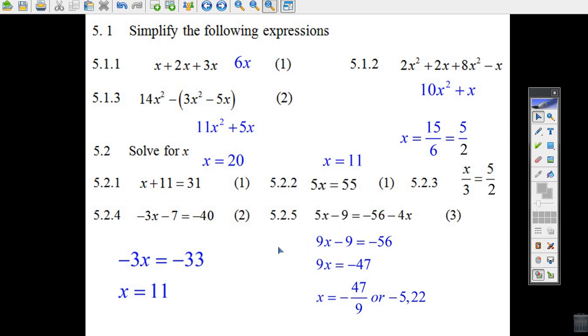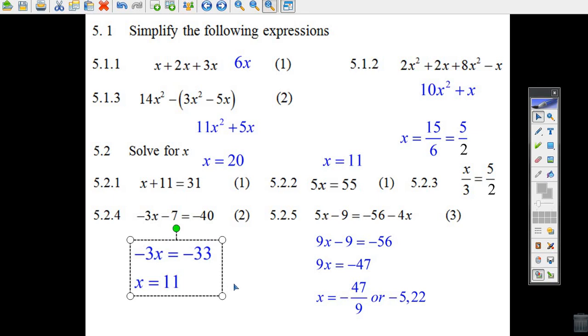Okay, so the next question, we are going to solve this equation. The first thing we have to do, this minus 7, look, it's disappeared here. I've got the answer is minus 3x equals minus 33. What did I do? I added 7 to minus 40. That's how I got minus 33, and that's the answer. Now you're multiplying by negative 3. You've got to divide both sides by negative 3. Negative 3x divided by negative 3 is x. Minus 33 divided by negative 3 is 11. That's why your answer is x equals 11.